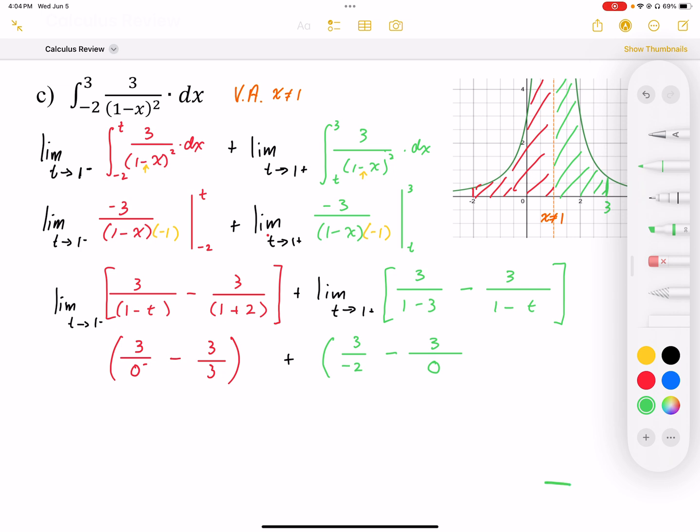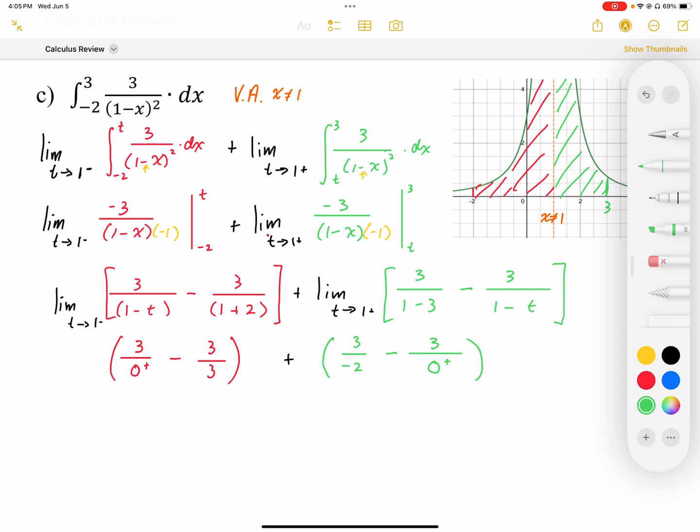I've got this backwards here. Since t is approaching 1 from the negative side, 1 minus t is going to end up being bigger than 0, because remember that t is going to be approaching 1 from the negative side, so it's numbers smaller than 1. So there's going to be a plus here. And for this one, when I plug in the 1, I get 1 minus 1 is 0. This time I'm approaching 1 from the positive side. So 1 minus a number slightly bigger than 1 is going to give me a 0 here.